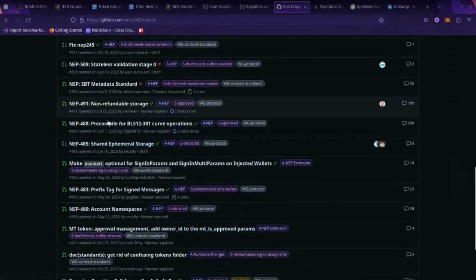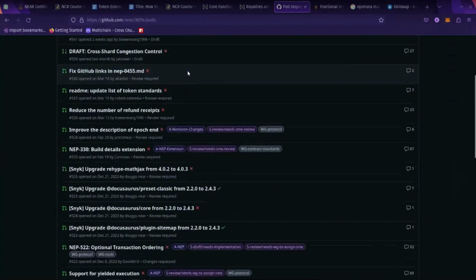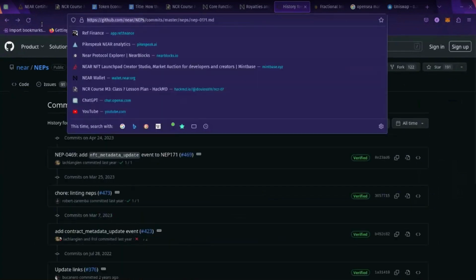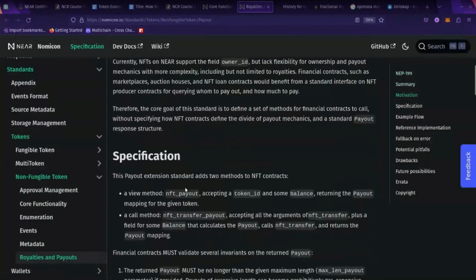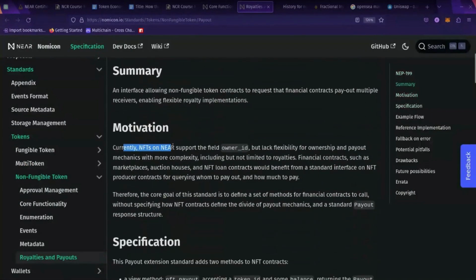So new NEPs, again, this gets a little bit more technical, but this is kind of where you would look to find more information. So I will drop the GitHub as well for the students that want to look into that. But for the royalties, currently NFTs on Near support the field owner ID, but lack flexibility for ownership and payout mechanics with more complexity, including but not limited to royalties. Financial contracts such as marketplaces, auction houses, and NFT loan contracts would benefit from a standard interface on NFT producer contracts for querying whom to pay out and how much to pay.